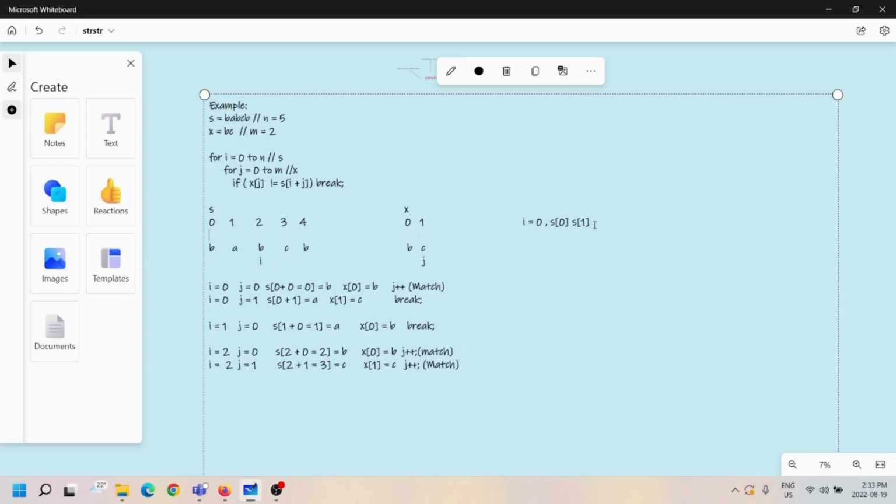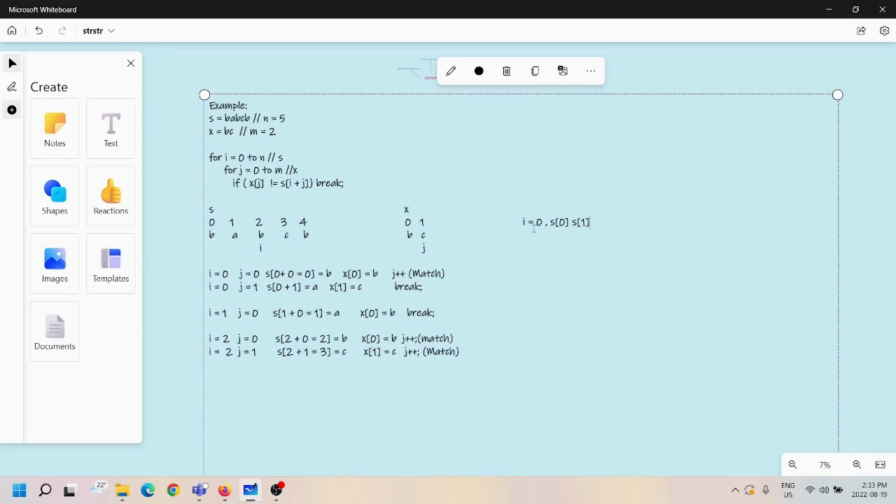So another situation which we can see is when I is 2, then we were able to check for S of 2 and S of 3, right? Okay, now moving forward. If I is equal to 3 and J is equal to 0, what can we do?